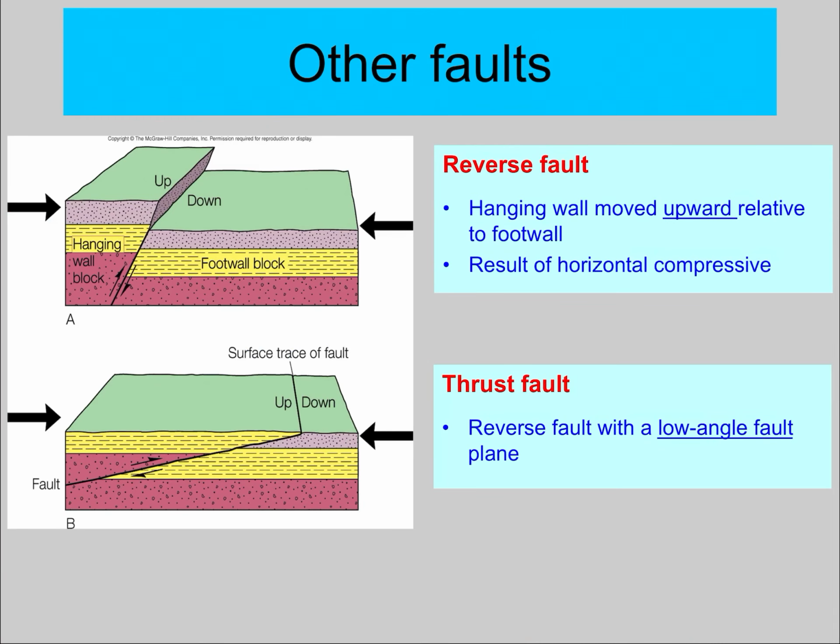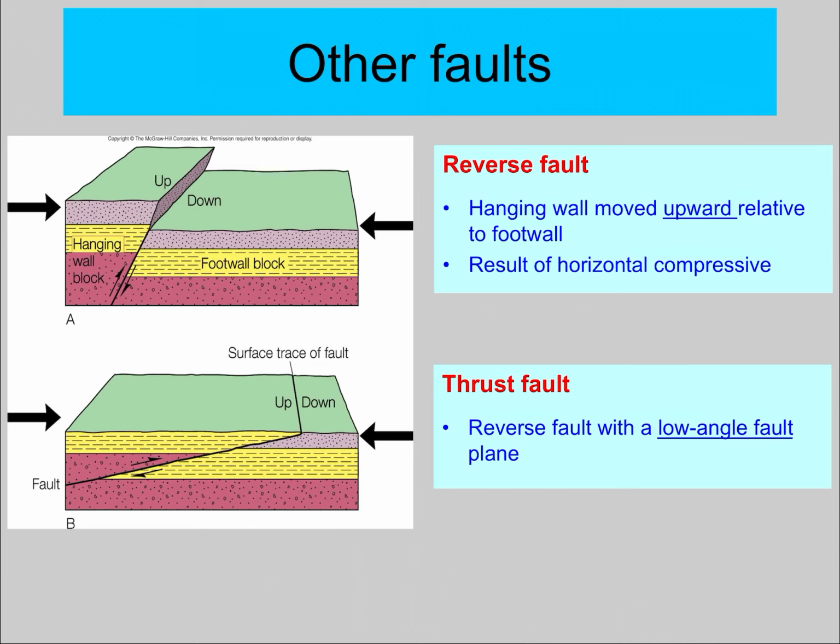The other two types of faults are reverse and thrust faults. Instead of pulling apart the blocks, now we're going to smash them together. We can see the arrows are pointing in. When we put pressure on the outside of the rock and there's an existing crack, instead of the hanging wall falling down, it's pushed up relative to the footwall. That's because the stress is compressive.